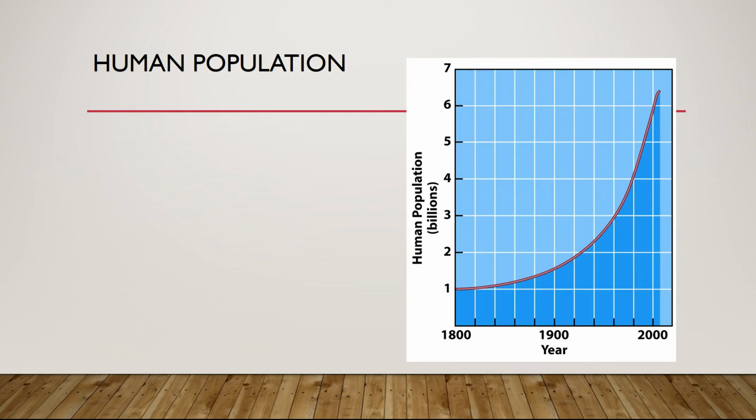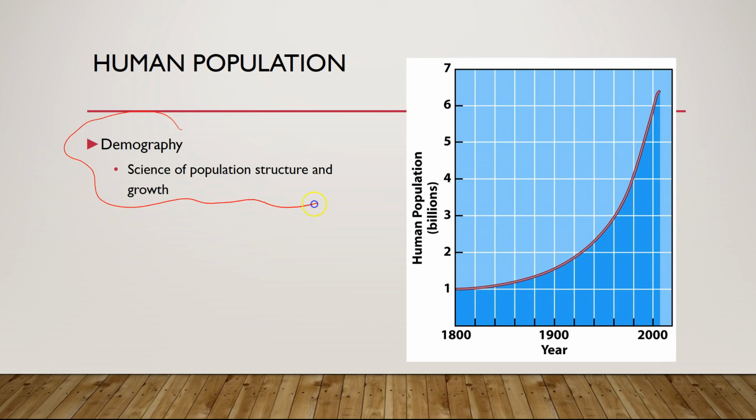All right. So moving forward to human population, as it were, right? So we know that human population is currently undergoing its biotic potential or exponential growth from that J-shaped curve we just graphed the other day. All right. So demography, by the way, is the science of population structure and growth. Right, so demographers are the people that study human populations and population dynamics and how they change over time.